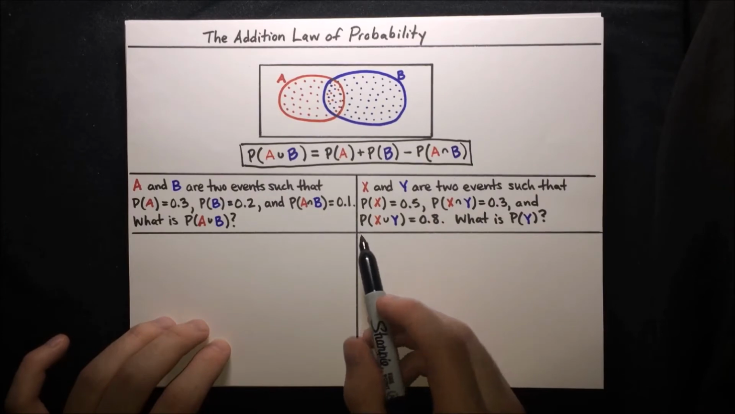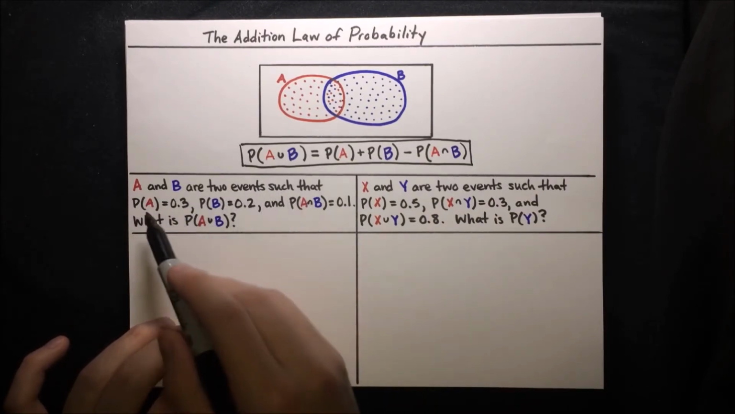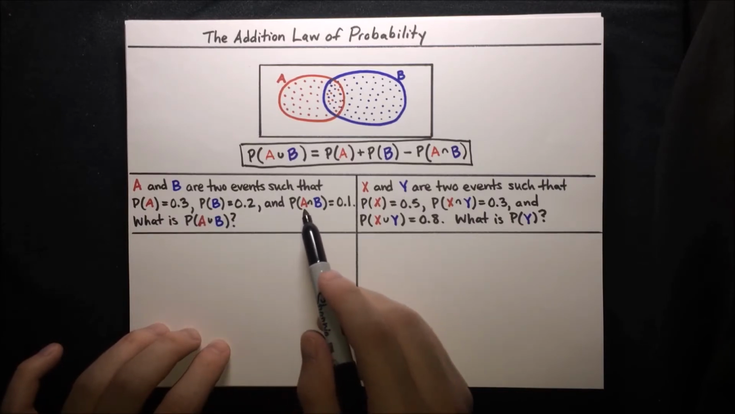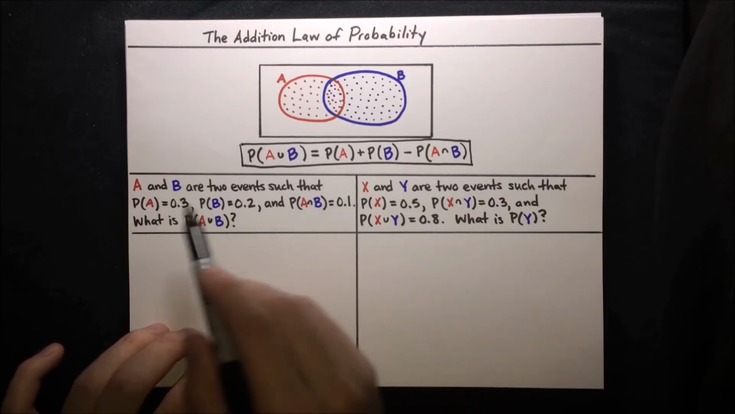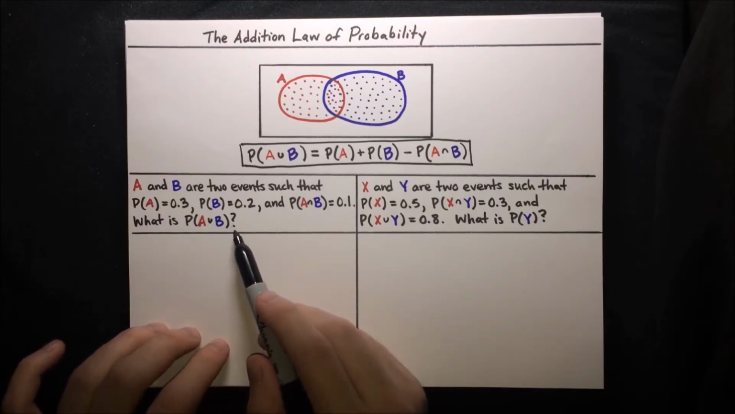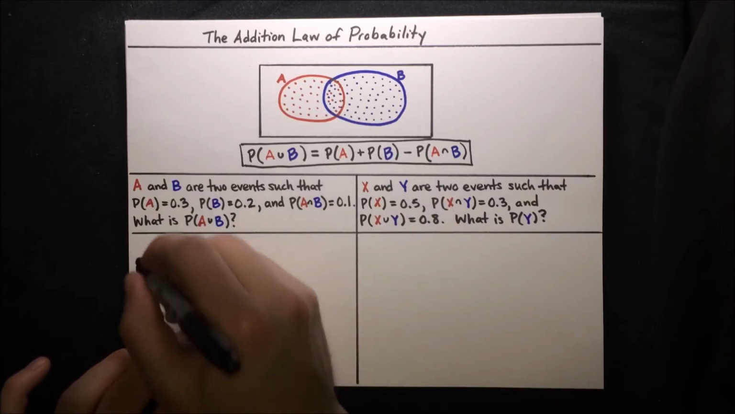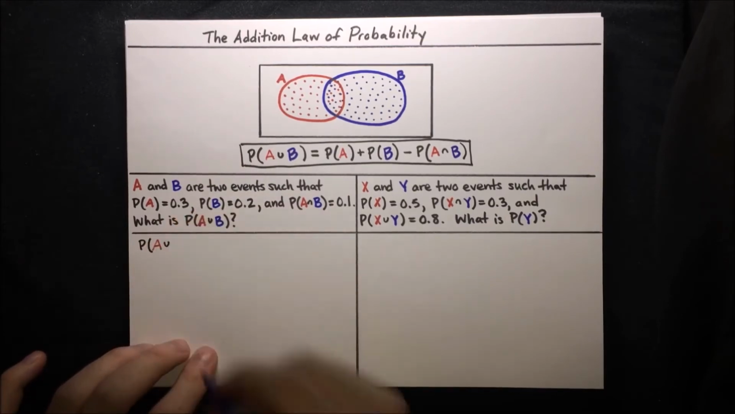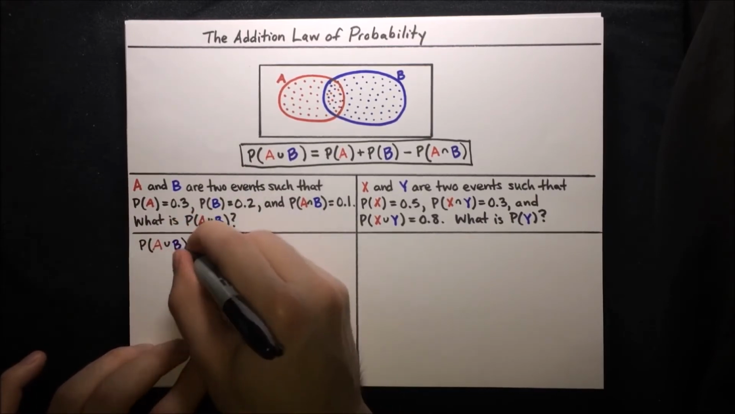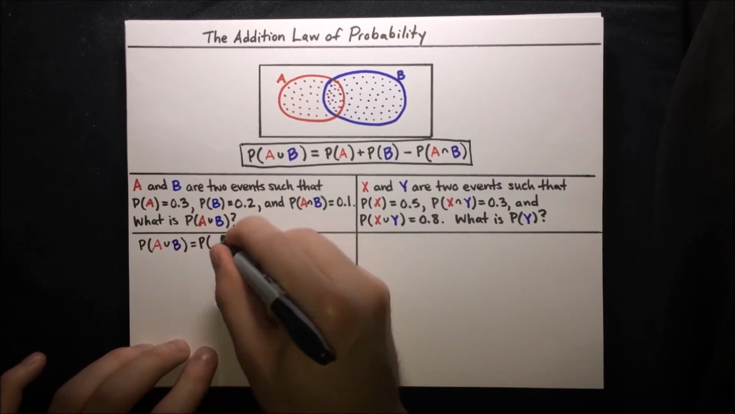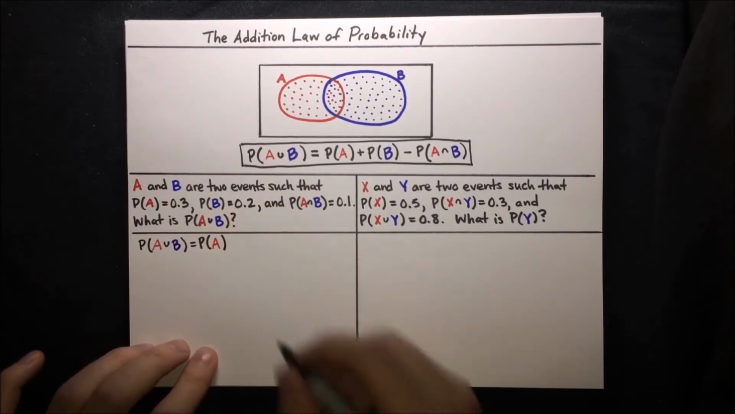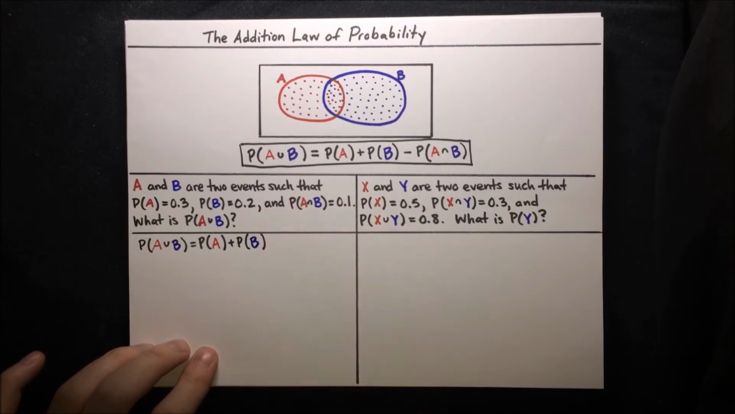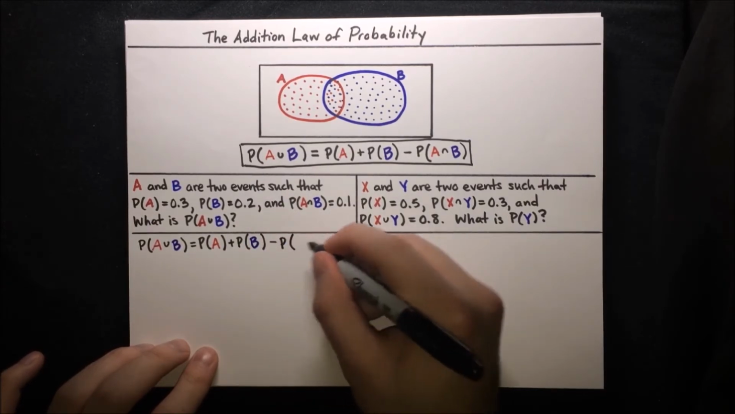First problem: suppose that A and B are two events such that probability of A is 0.3, probability of B is 0.2, and probability of A intersect B is 0.1. What is the probability of A union B? Well, to compute that, we can just use this rule. The probability of A union B is given by the probability of A plus the probability of B minus the probability of A intersect B.